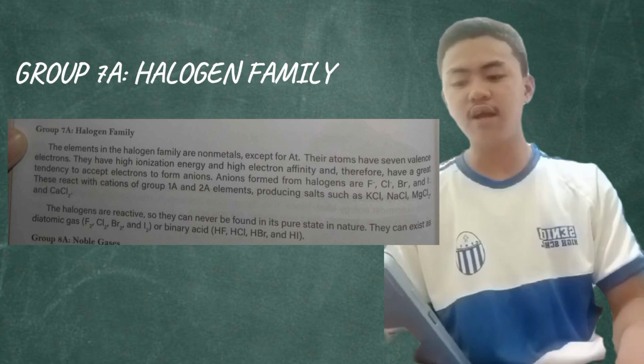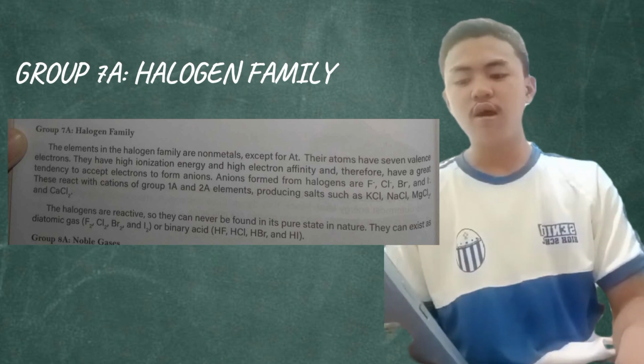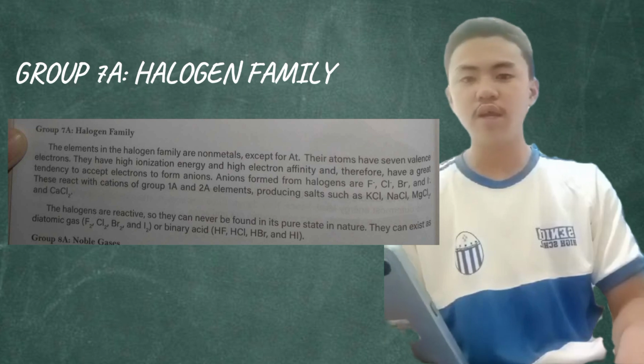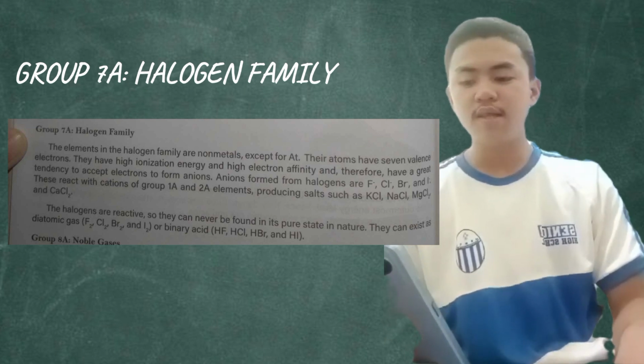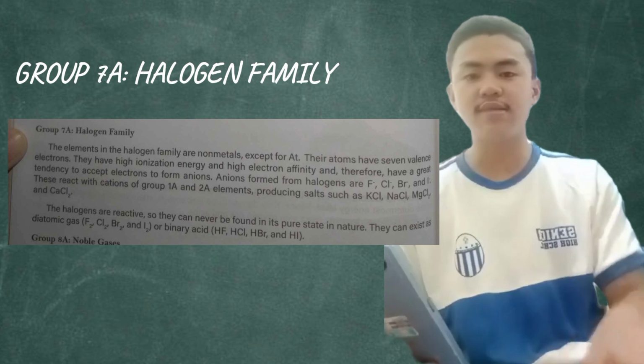Tas kani kay nag-react siya with cations of group 1A and 2A. So nag-produce siya og salt such as si phosphorus chlorine, sodium chlorine, magnesium chlorine, and calcium chlorine. So kani sa halogen kay mo siya ang reactive, tas dili siya makita diri sa pure state in nature. Tas nag-exist na siya as diatomic gas.